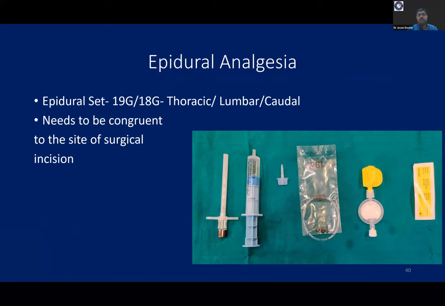So this is the epidural 19 gauge set that I was mentioning during the intraoperative analgesia: a 19 gauge needle with a 21 gauge catheter and the filter. This is what we used to use, but unfortunately it is not available anymore. So you can use an 18 gauge or a 19 gauge from another company.